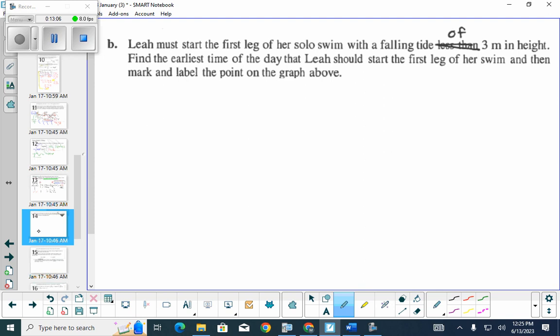Okay? So Leah must start the first leg of her solo swim with a falling tide of 3 meters in height. Find the earliest time of the day that Leah should start the first leg of her swim and then mark and label that point on the graph above. So the reason why I want to highlight this question to you is to make sure you answer the entire thing. It says find the earliest time, and then it says, mark that point on the graph. Okay, so make sure you answer everything.